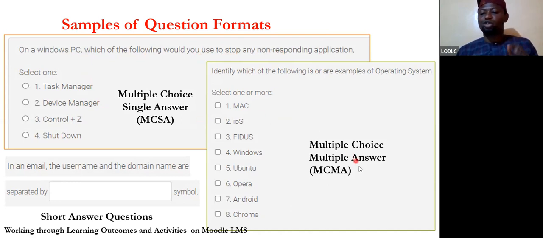Then we have multiple choice, multiple answers. This simply means students are expected to pick more than one option. Identify which of the following is or are examples of operating systems. Select one or more. So students are expected to select more than one option here. Then the next one is short answer questions. Look at the question now: in an email, the username and the domain name are separated by dash symbol. Students are expected to type their correct answers here. So that's an example of short answer questions.